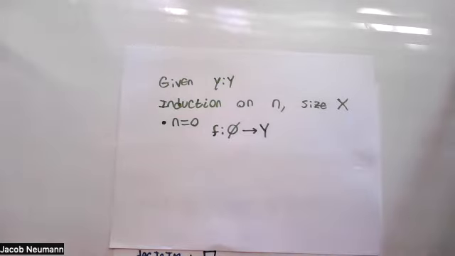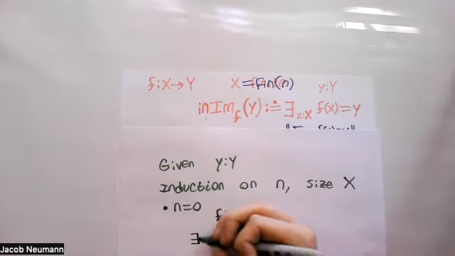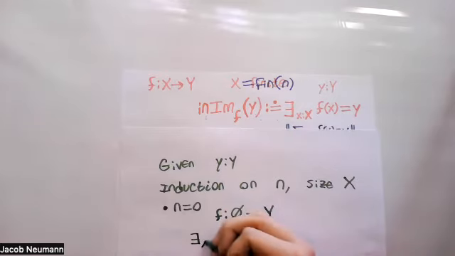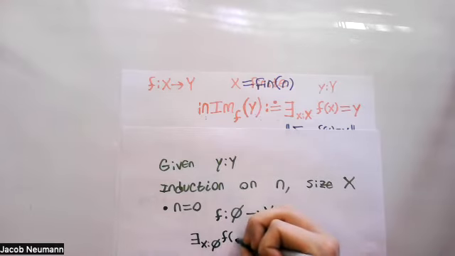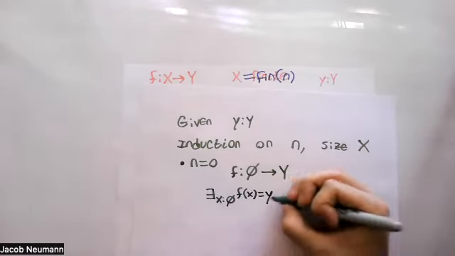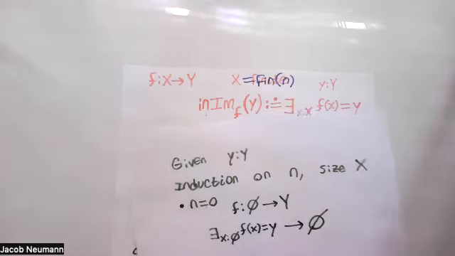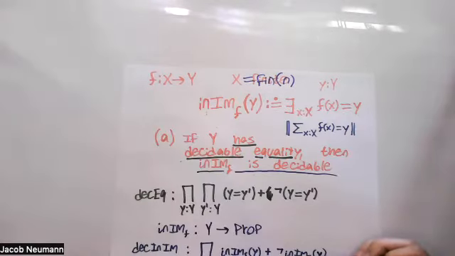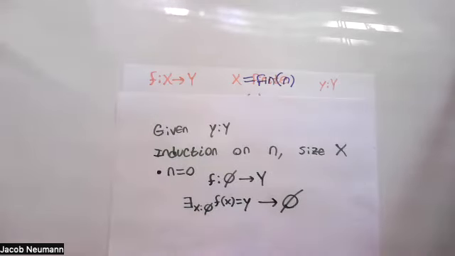And so we need to write something of type there exists x in the empty set such that f of x equals y, and we need to prove not that. So we want to prove that there is not anything in the pre-image of y. So if there were something in the pre-image, that would imply a contradiction.